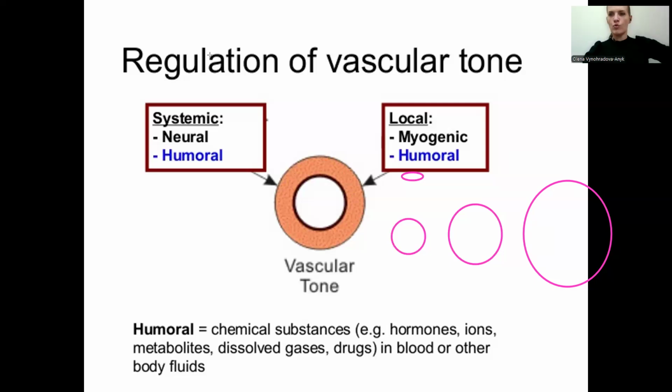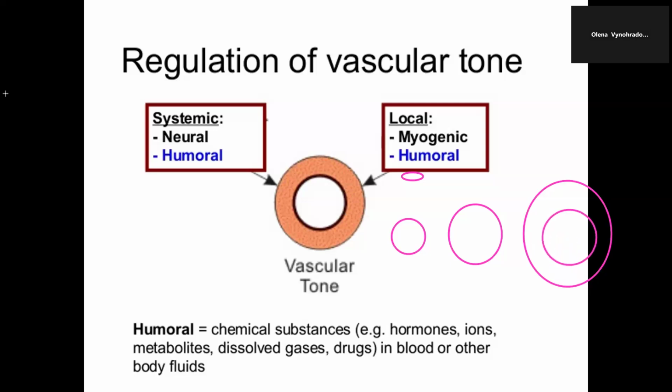It works in the following way. When blood flow moves through vessels, the vessel's wall is stretched, and as with all muscles, when muscles are stretched, they induce contraction. This is called local myogenic regulation. But we also have local humoral regulation. It depends on endothelial cells. Inside of our vessels, we have an internal layer, a layer of endothelial cells.